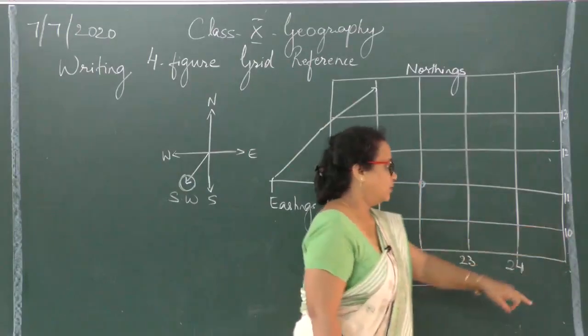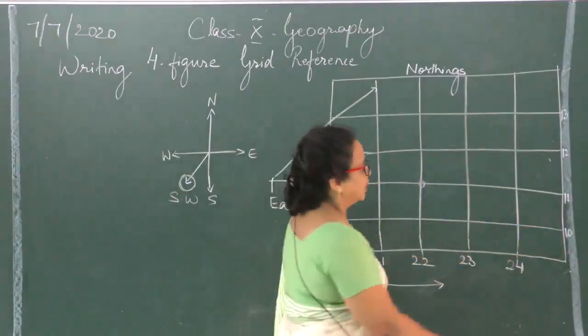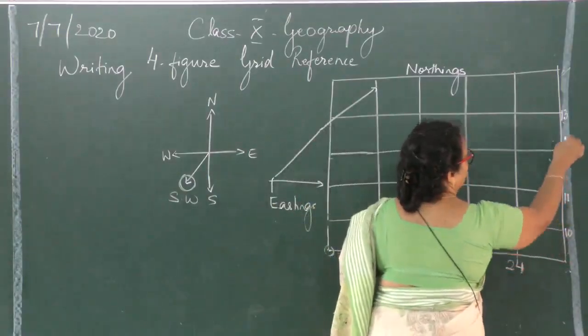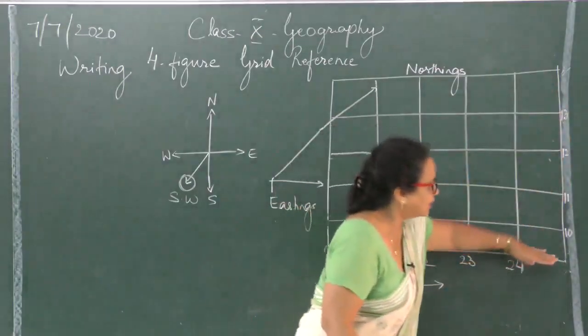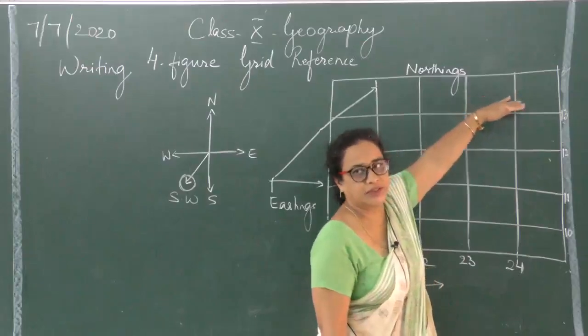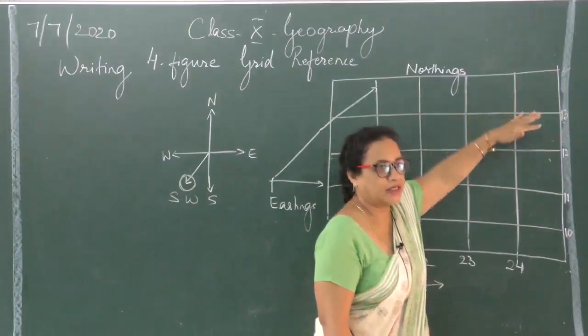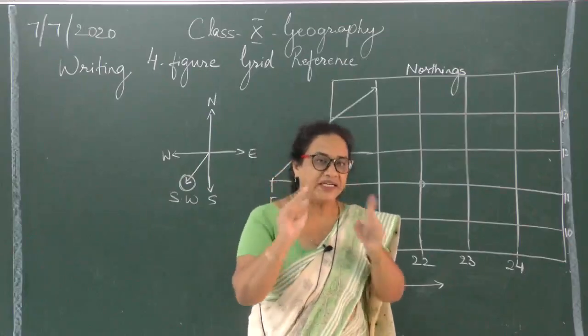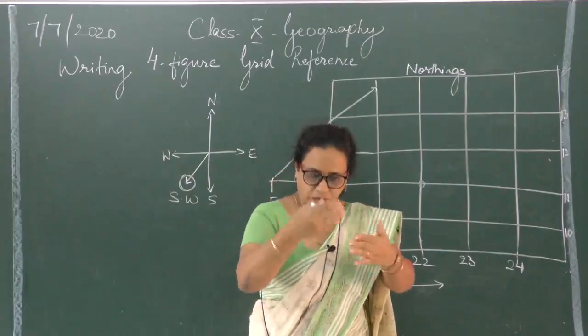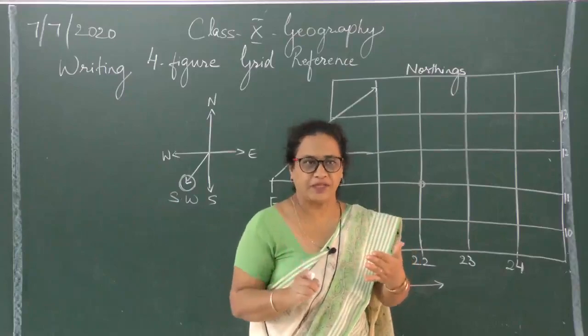Got it? Now, see the northings numbers. 10, 11, 12, 13. The last line obviously will be 14. Why? The numbers are increasing northwards. Please remember that. Clear? So, in case any number is missing, if the printing is not clear, you will get the map sheet. The numbers have to be there.